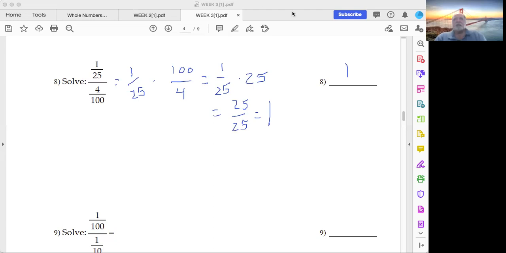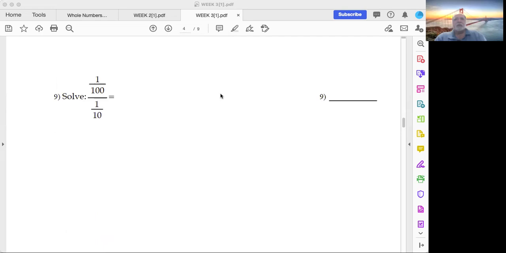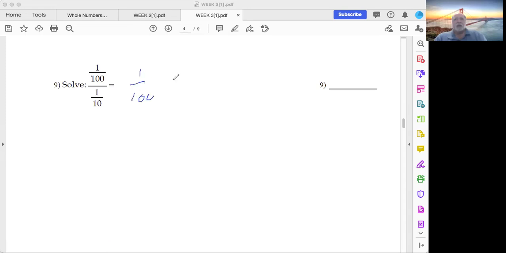All right, moving down. Clear out. 1/100 over 1/10. Okay, same idea. That's the same as 1/100 times 10. I flip this, right? So that's 10/100, which is 1/10, because I can divide top and bottom by 10. Okay. All right, moving down.